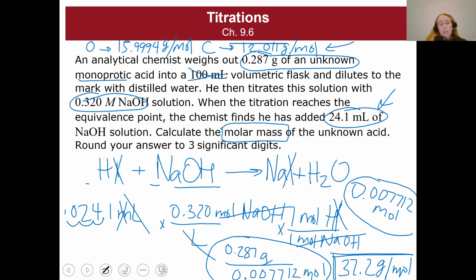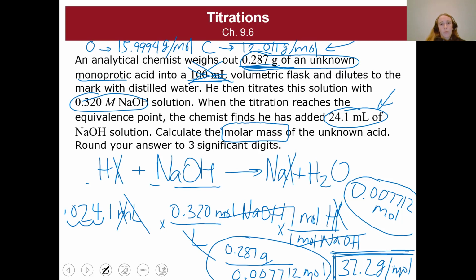We don't care that there's 100 milliliters of the acid. That's just water. That's just diluted with water. The reaction happens with this amount of acid. It doesn't happen with 100 milliliters of acid. It happens with this mass of acid. And we want a molar mass, which doesn't have anything to do with this volume.